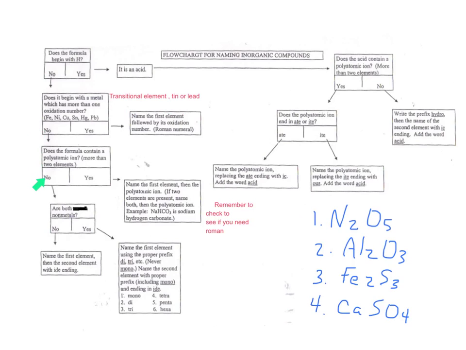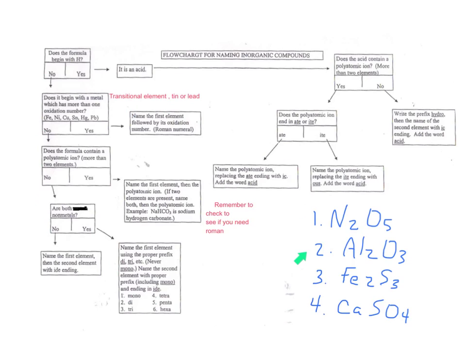Does it contain a polyatomic ion, more than 2 elements? No, it does not. Are both of these nonmetals? Nitrogen's a nonmetal and oxygen's a nonmetal, so the answer is yes. Well, we're going to name the first element and we're going to use a prefix, so dinitrogen. And then we're going to name the second element, we're going to use a prefix, and we're going to change the ending to -ide. So that's oxygen. Prefix is pent-, so we would have pentoxide, and therefore we would name this dinitrogen pentoxide.